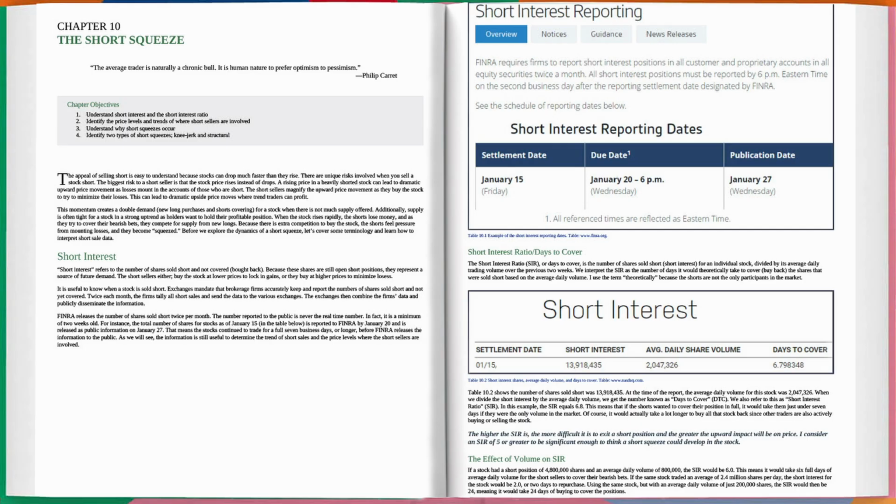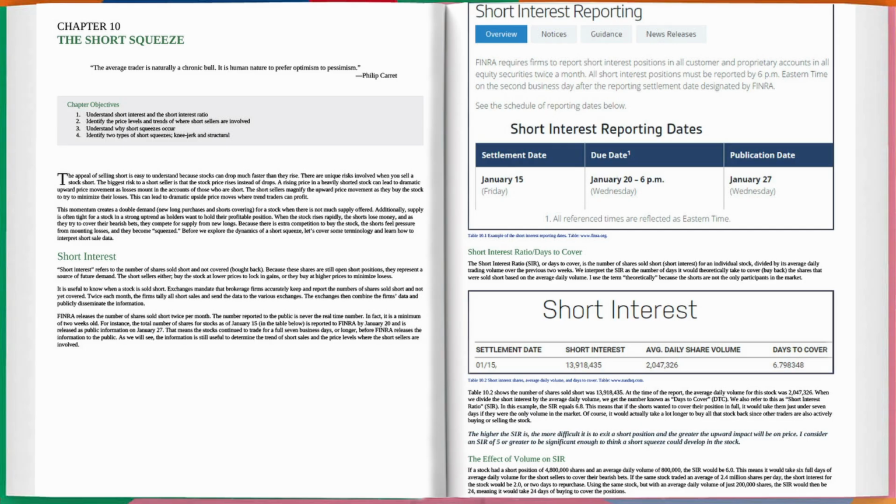Short interest ratio or days to cover. The short interest ratio, SIR, or days to cover, is the number of shares sold short, the short interest, for an individual stock, divided by its average daily trading volume over the previous 2 weeks. We interpret the SIR as the number of days it would theoretically take to buy back the shares that were sold short based on the average daily volume. I use the term theoretically because the shorts are not the only participants in the market.